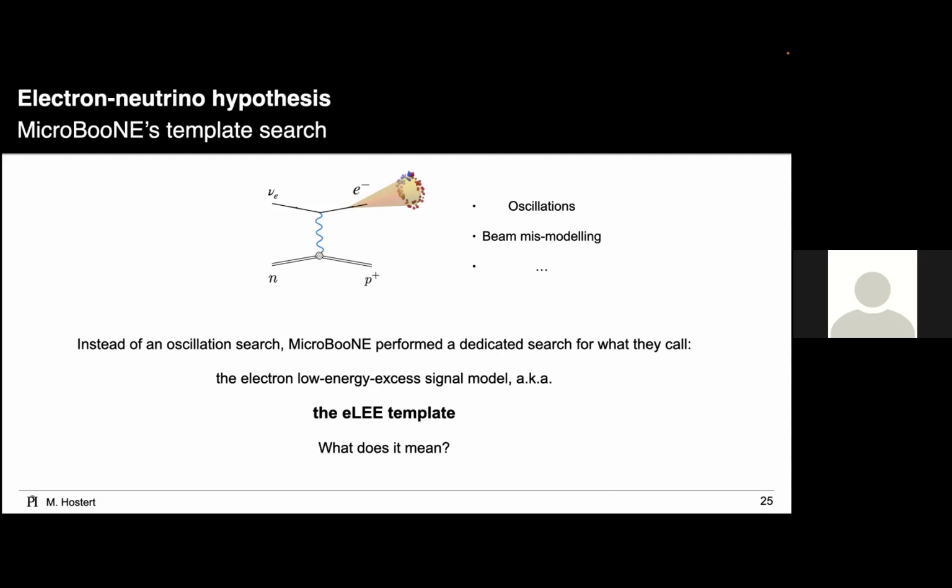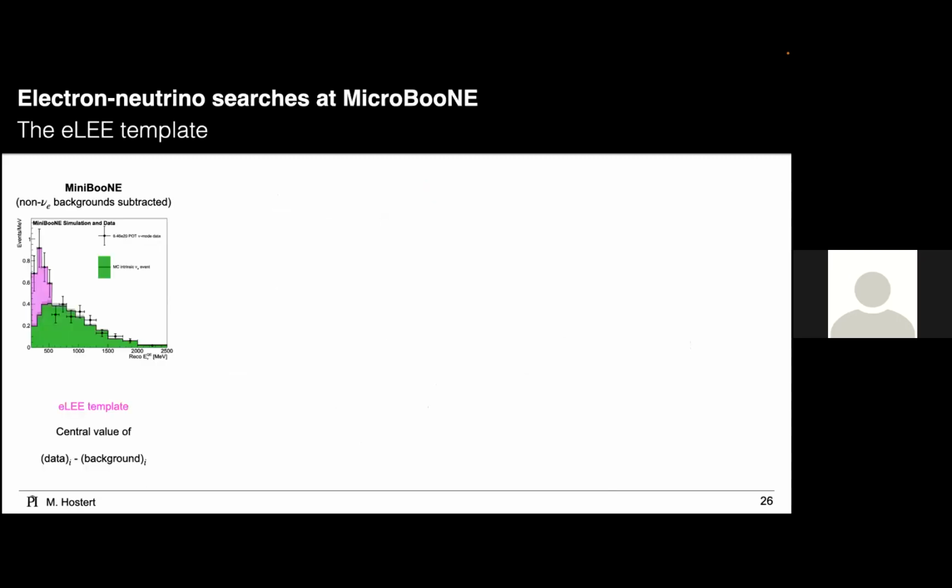So what does it exactly mean? The template is the central value of MiniBooNE data minus background. On the left there, you have the MiniBooNE data as a function of reconstructed neutrino energy. In green, you have the intrinsic nu e background, which is coming from the nu e contamination in the beam. And in purple, you have the exact central value of data minus central value of background discrepancy. That's the MiniBooNE excess, and that's what we'll call the LEE template.